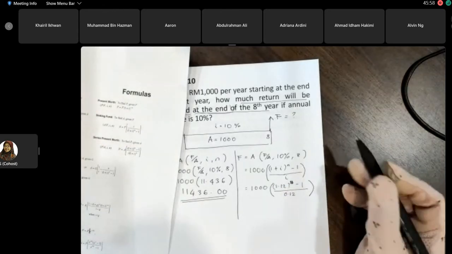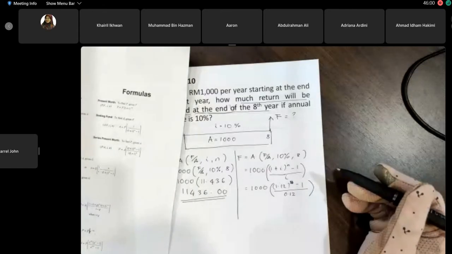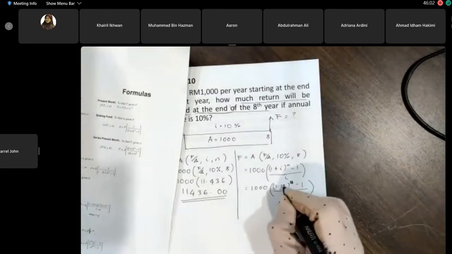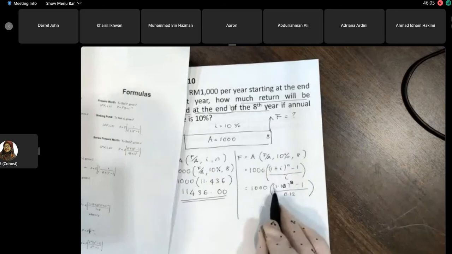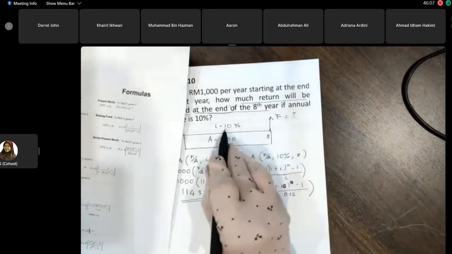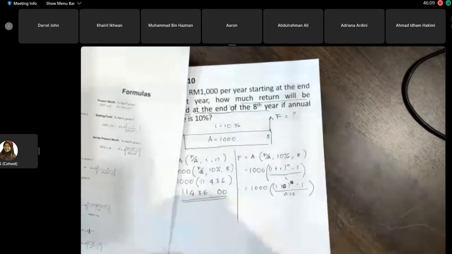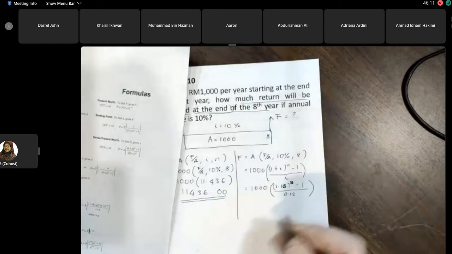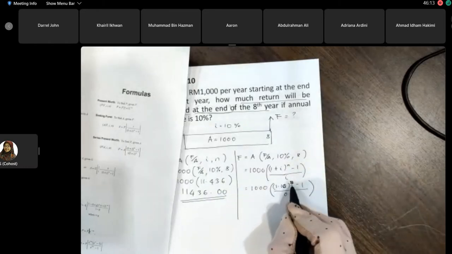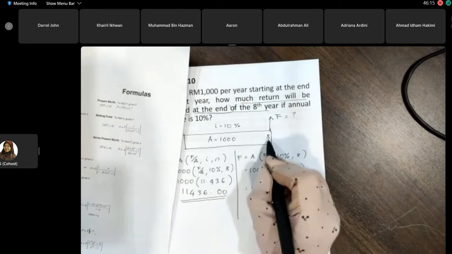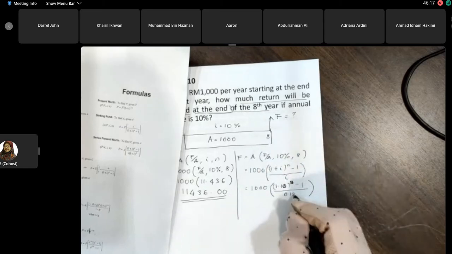Cakap hati je nak tulis. Apa salah? I is 10 instead of 2. It is 10 kan. 1.10 sebab ni 10%. Ni 12% last, yang tadi tu, the previous punya question. So 1.10 power of 8. This one pun salah lah.